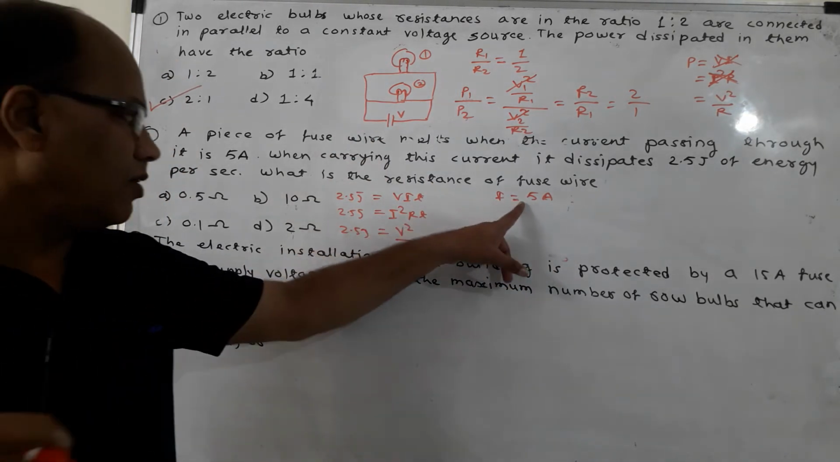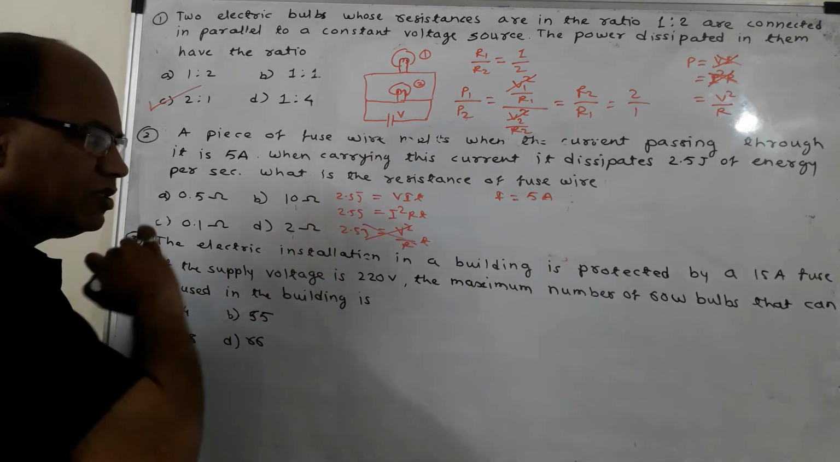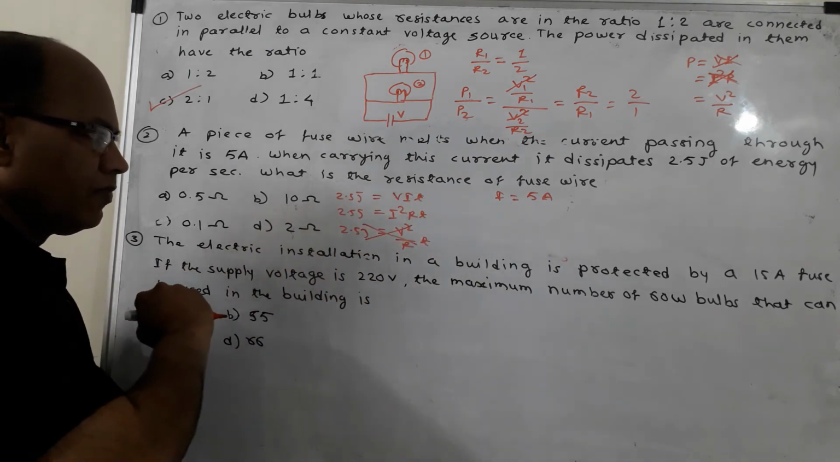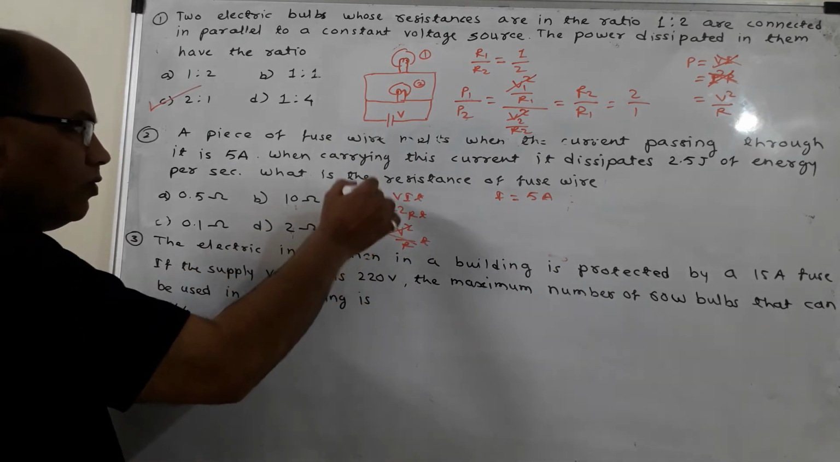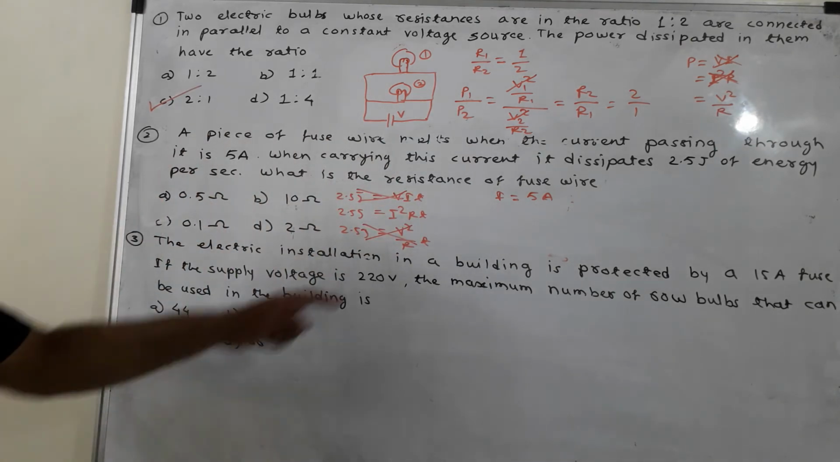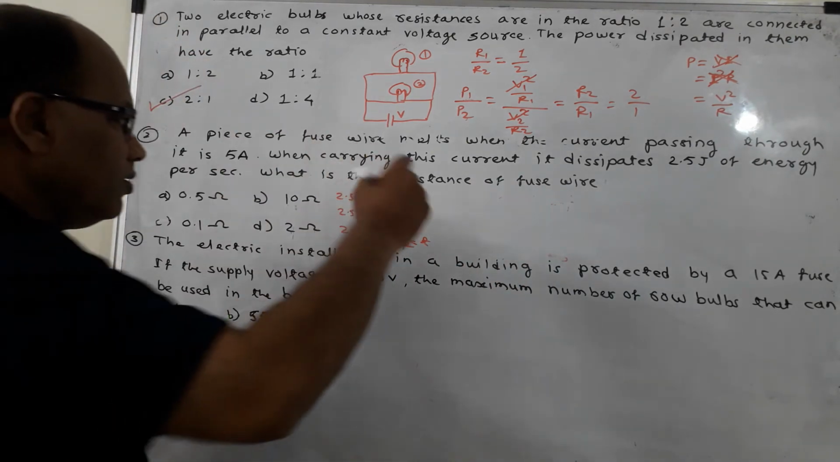I is given as 5 amperes. Now it simply means that as I is given, we cannot go with this formula because it does not contain I. We will have to use one of these two formulae. But again, potential or voltage is not given, so we will have to reject this formula also, and we will have to use the formula, that is energy dissipated is equal to I square into R into T.